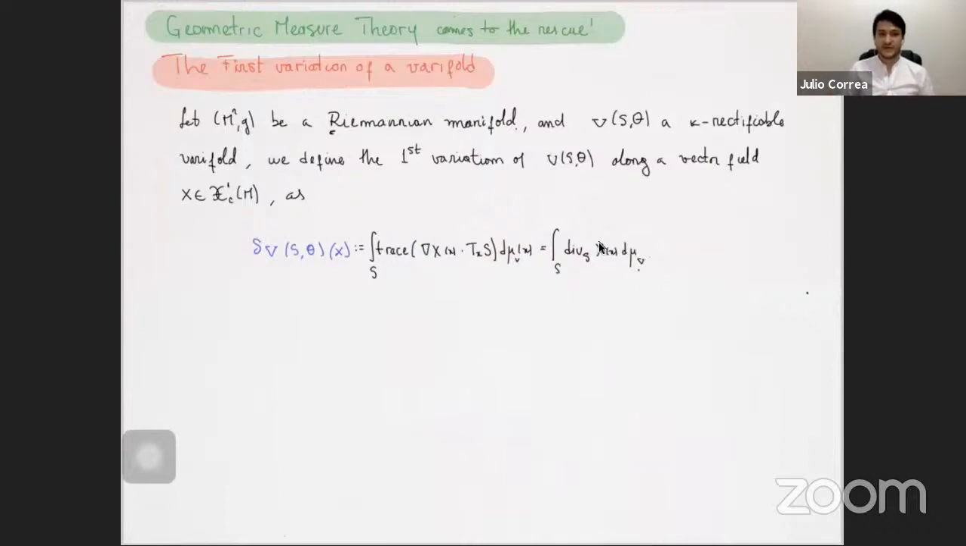If I give you a C1 compactly supported vector field, I can define the first variation as integration over the set S of the tangential divergence of the vector field, where the tangential divergence is simply the trace operator of the nabla of the derivative of the vector field composed with the tangent at the point X of the set S, which I say exists almost everywhere, right?